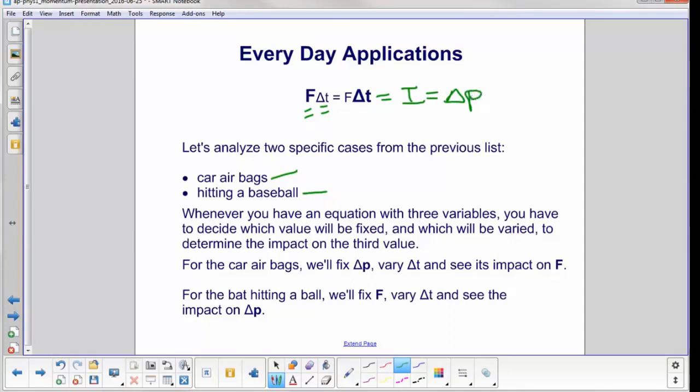So you have the 3 variables. You have to decide, depending on what case you're analyzing, which value is fixed and then which will be varied, and then that will determine the impact on the 3rd variable. For example, for the car airbags, we'll fix delta p. We'll take different scenarios of the time interval and see what the impact on the force is. And in this case, it'll be the force on the people inside the vehicle. For a bat hitting a ball, we will fix the force with which the player hits the ball. We'll vary the time interval. That's how long the ball stays in contact with the bat. And we'll see what that does to the momentum of the ball.